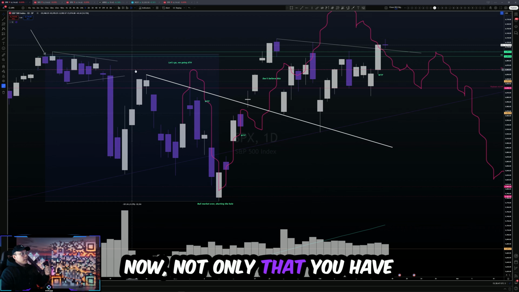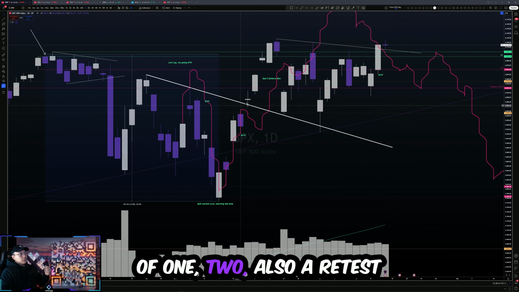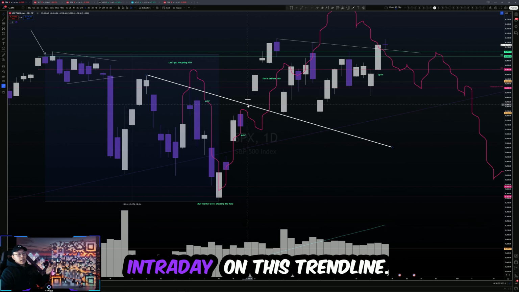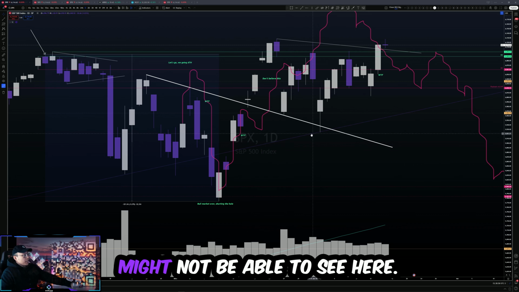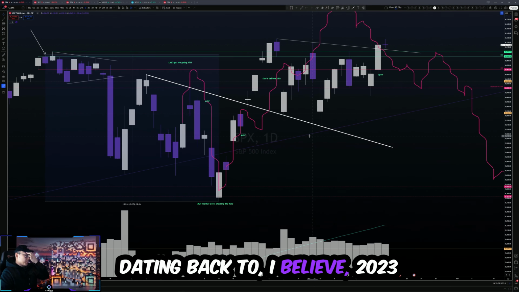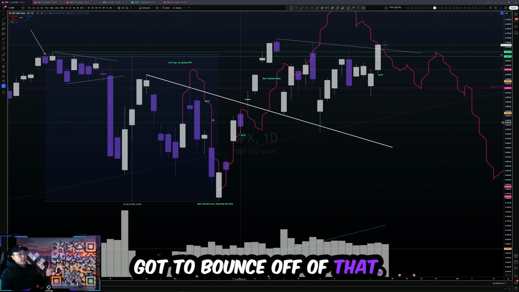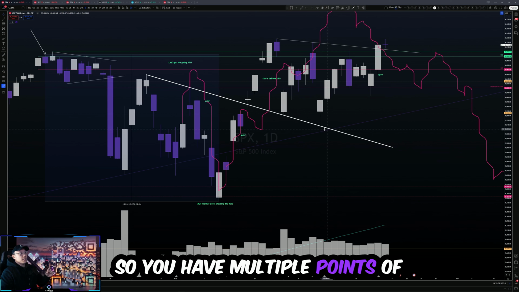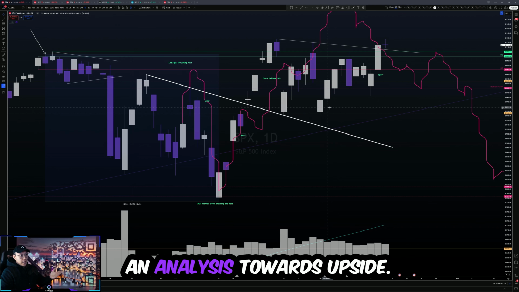Now, not only that, you have this macro trend line that we've been bouncing off of. 1, 2, also a retest intraday on this trend line. And this purple line, you might not be able to see it here. This is a macro trend line dating back to, I believe, 2023 that we've also been holding the entire time. And we just got to bounce off of that. So you have multiple points of confluence to provide you with an analysis towards upside.